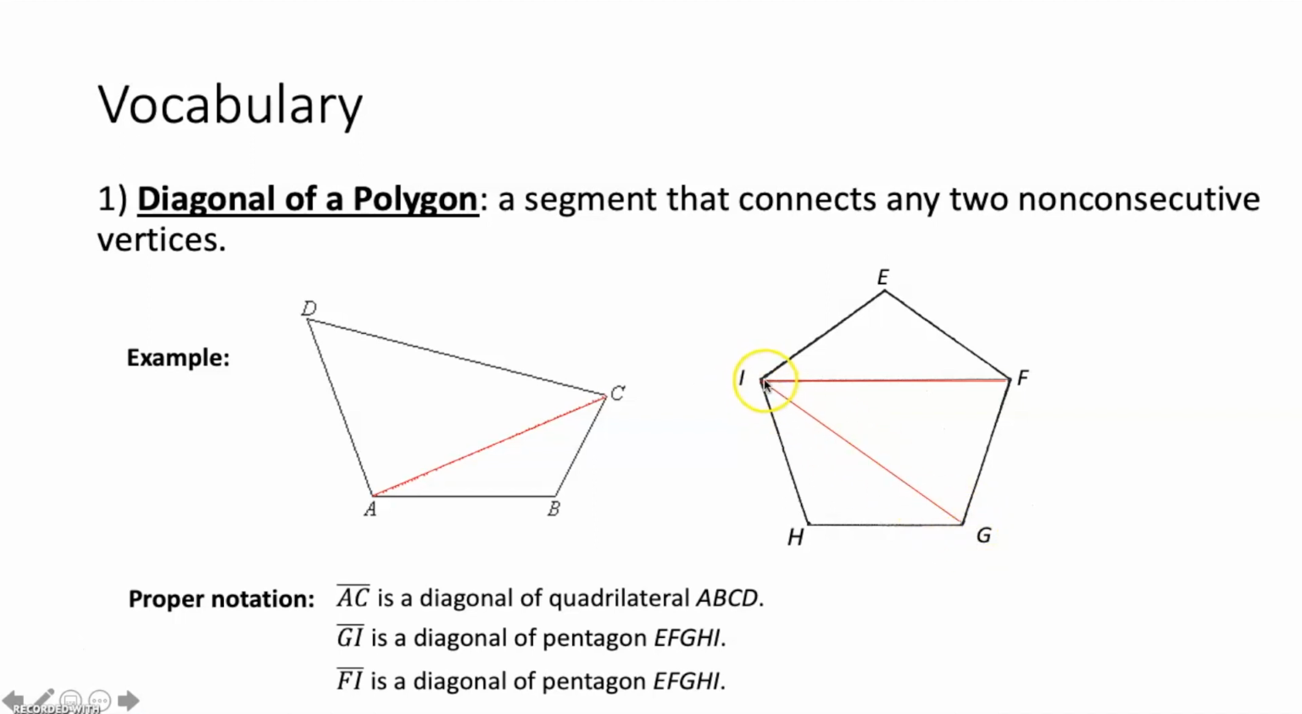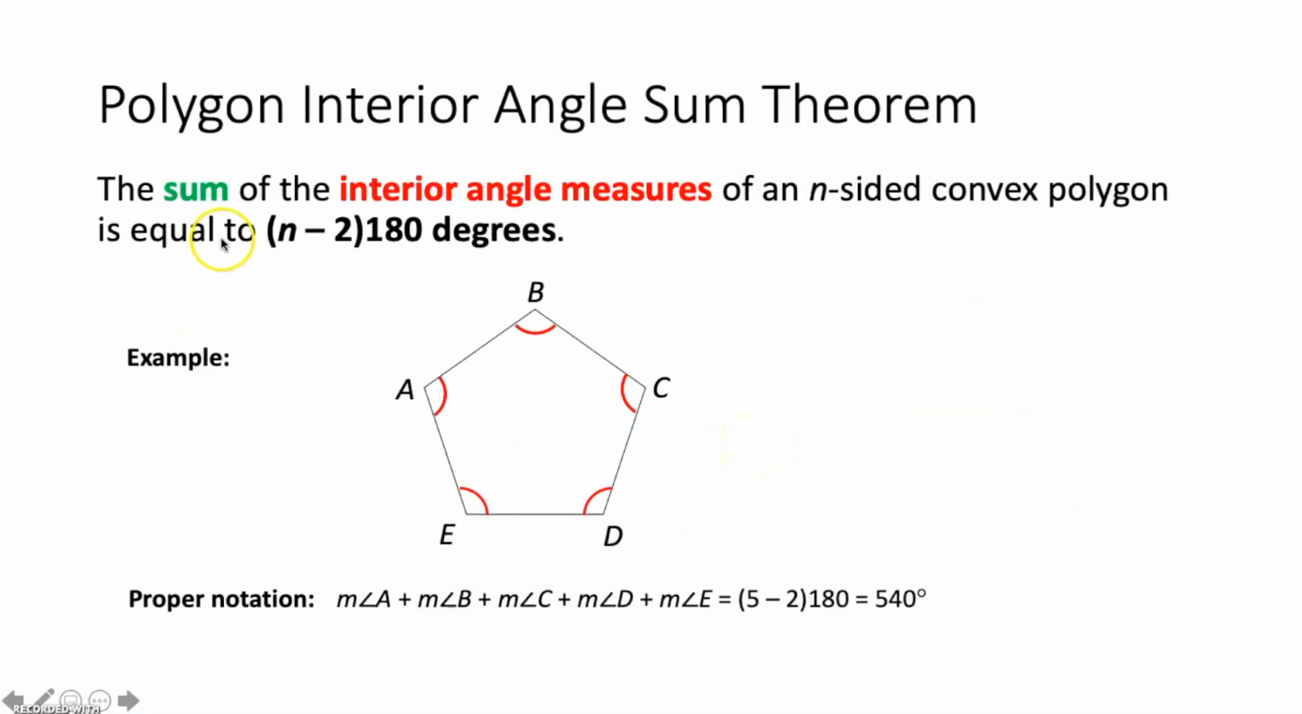If I were to connect vertex I and F, I would create a diagonal of this pentagon, segment FI or IF. There are several more in this given pentagon, but I just wanted to label a few to give you some examples.